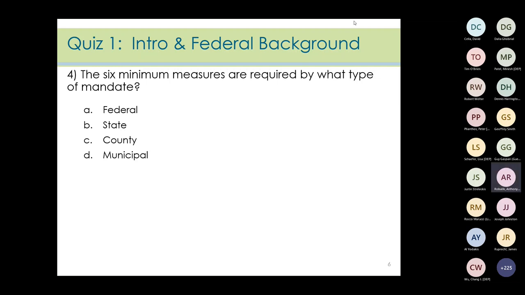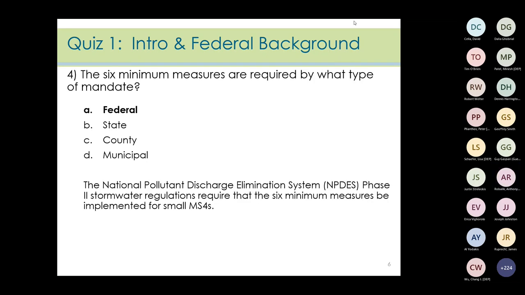All right, so we'll start with question four. The six minimum measures are required by what type of mandate? And the answer to this is A, federal. So this is something that Hannah covered in the federal background presentation. The NPDES phase two stormwater regulations require the six minimum measures to be implemented for small MS4s. So this is mandated at the federal level.